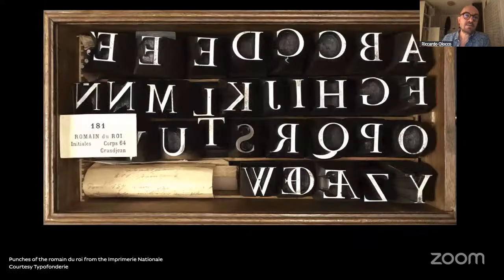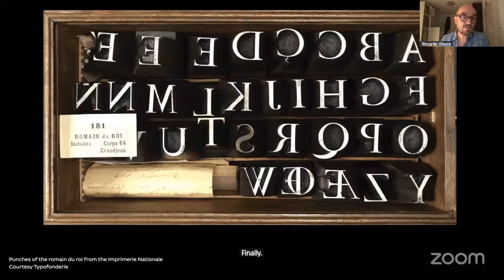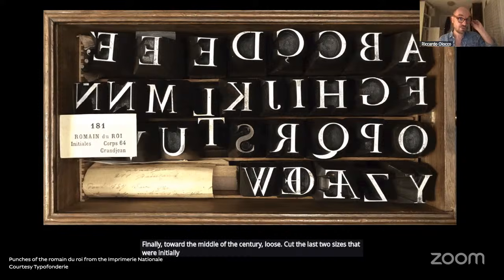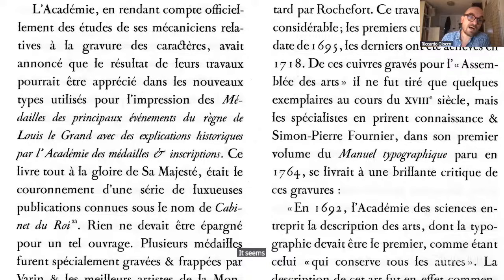Grandin died in 1714, and about 10 years later the punch cutter Jean Alexandre was hired to cut other 5 sizes. Finally, toward the middle of the century, Louis Luce cut the last 2 sizes that were initially conceived by Truchet in his scheme in 1695. It seems that the Romain du Roi had very little influence on subsequent types.